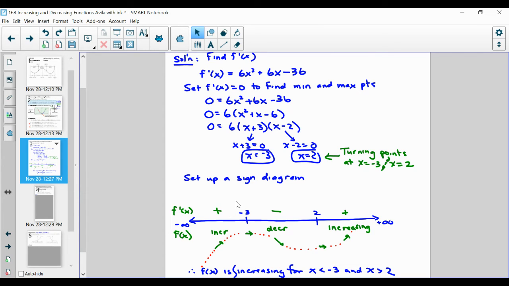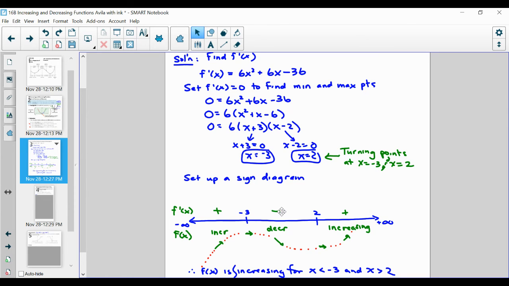It doesn't matter if I picked negative 4 or negative 10. If I picked negative 10, I'd still get a negative result in each of those factors, and multiplying them together I'd get an overall positive. If it's a positive value for the derivative, it doesn't matter what the number is. If it's positive, I know that my function's increasing. So this is telling me the sign of my derivative, and this is telling me what it tells me about my function.